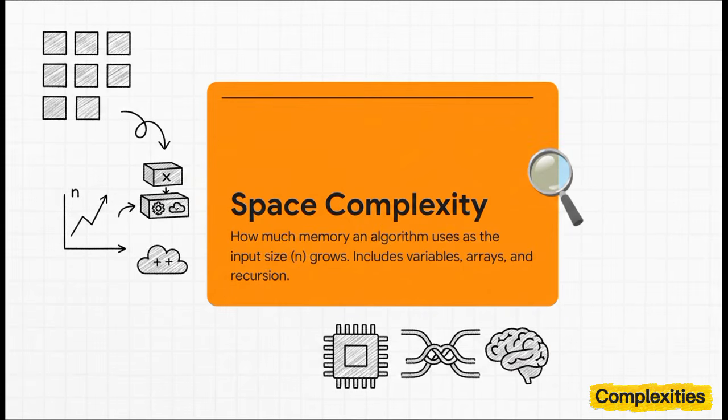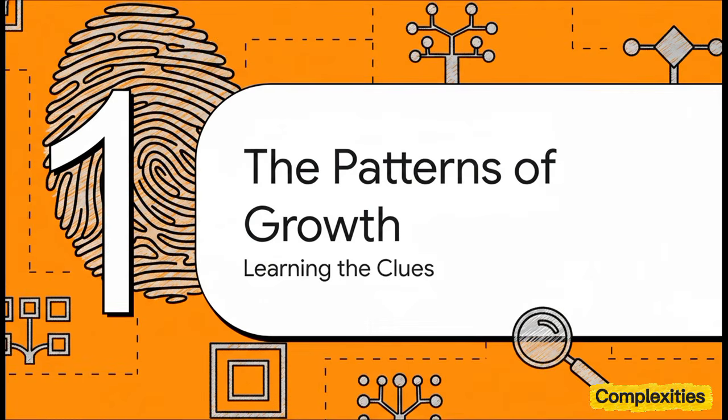Now the other side of this coin is space complexity. Performance isn't just about speed, right? It's also about how much memory, or RAM, an algorithm eats up. This includes the obvious stuff like variables and arrays, but also the memory needed to keep track of function calls, something we call the call stack. And just like with time, we're measuring how that memory usage grows as our input, n, gets bigger.